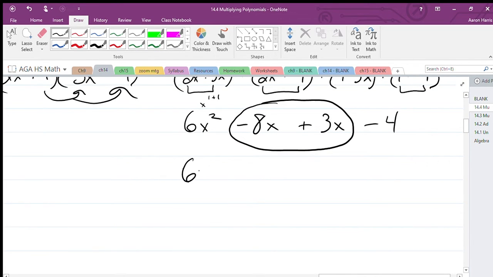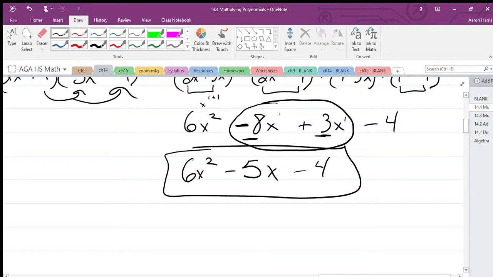So I get 6x squared. Remember, if I'm adding, do I do anything with these powers? No. If I'm adding or subtracting, do nothing with the powers or the variable. So all I deal with is what? The coefficients. Negative 8 plus 3 really says 8 minus 3, which is 5. Keep the sign of the bigger number. So negative 5x. And then there's just a constant of negative 4. And this is my final answer for FOIL.